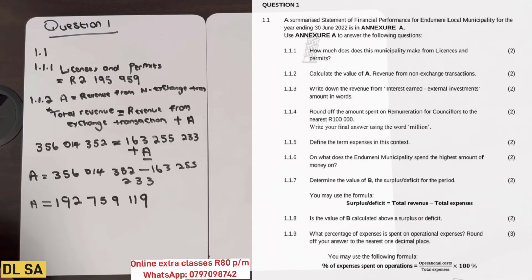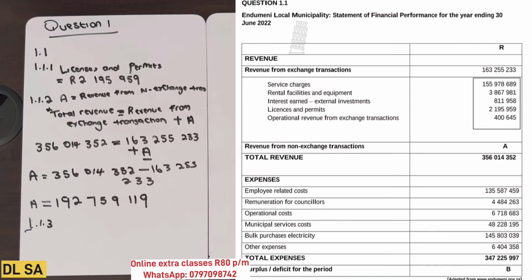Now let's move to question 1.1.3. It reads as follows: write down the revenue from interest and external investments amount in words. This is very simple. We go to the interest and external investments, take that amount and write it in words.